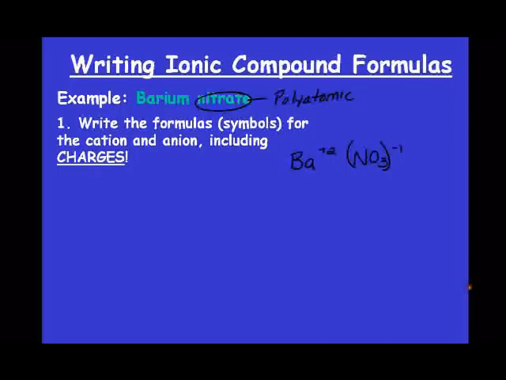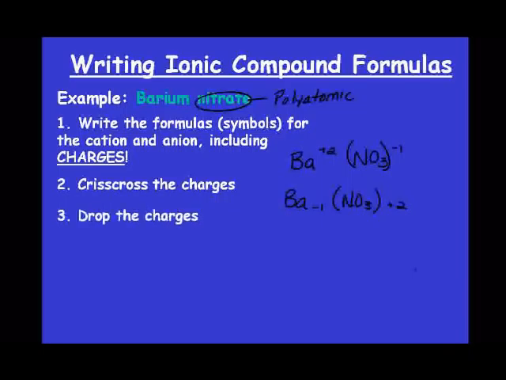So step number 2 is to crisscross the charges. So we have barium, -1, the nitrate ion, in parentheses, with a +2 down there. Step number 3 is to drop the charges. So Ba1, (NO3)2. And then step 4 is to reduce. We don't need the 1, so we have Ba(NO3)2.